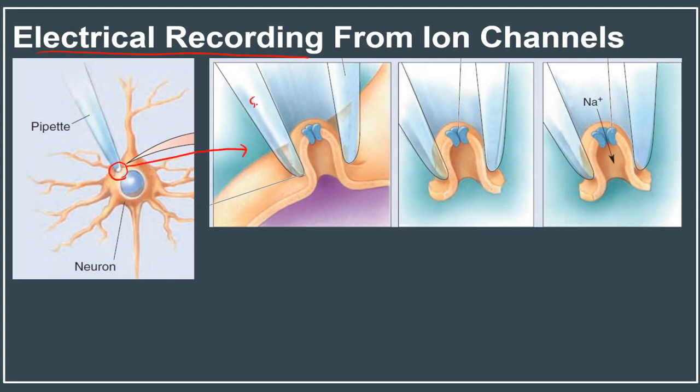So this is glass. This is a plasma membrane. This is a bilayer. This is inside the cell, inside the neuron, and this is outside. But now this is inside the pipette, this is the glass.